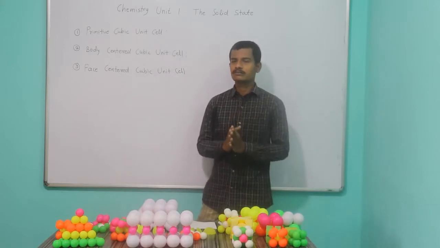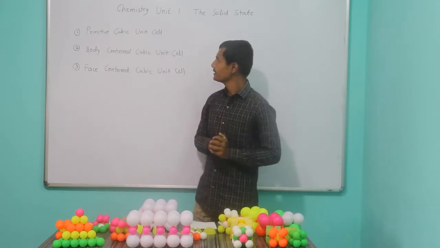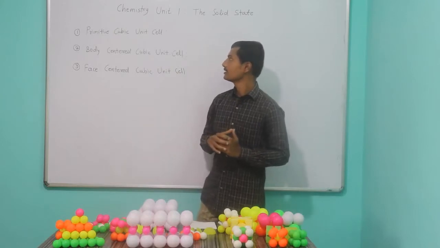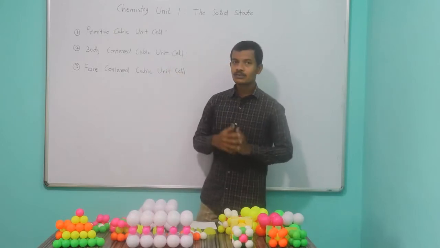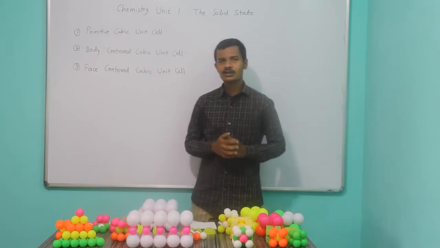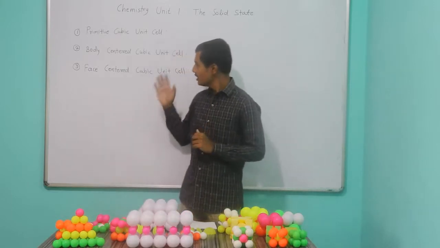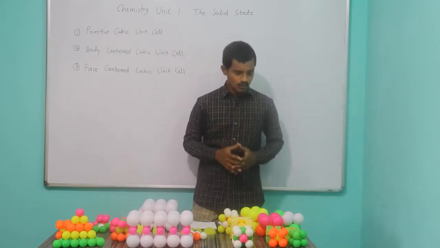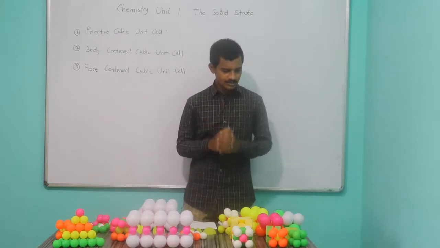Today we will learn primitive cubic unit cell, then body centered cubic unit cell and face centered cubic unit cell from 12th chemistry unit 1, the solid state. We will learn these unit cells through models. Through models it is easy to understand these structures.